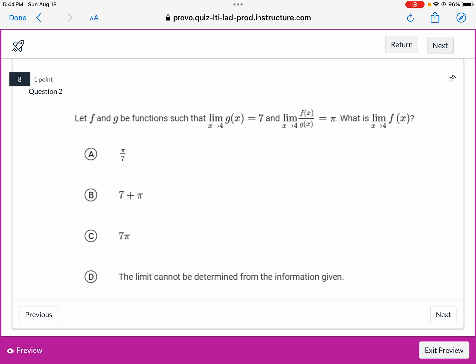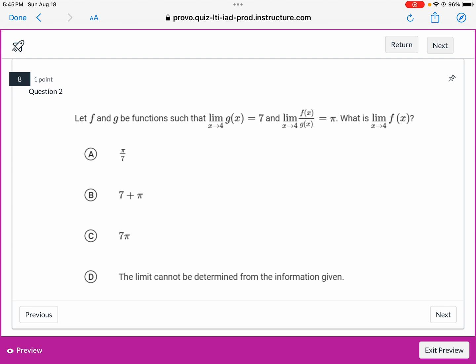So this next one, let f and g be functions such that the limit as x approaches 4 of g of x is 7, and the limit as x approaches 4 of f of x divided by g of x is equal to pi. What is the limit as x approaches 4 of f of x? Okay, so for this one, you're trying to use your limit properties. So this one's going to be like using algebra as well, in a sense. Because you know that you can split that limit up. So the limit as x approaches 4 of f of x divided by the limit as x approaches 4 of g of x, and that's going to be equal to pi.